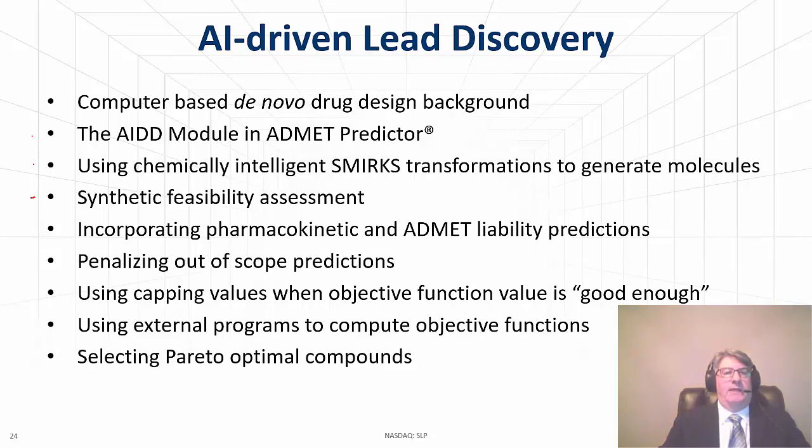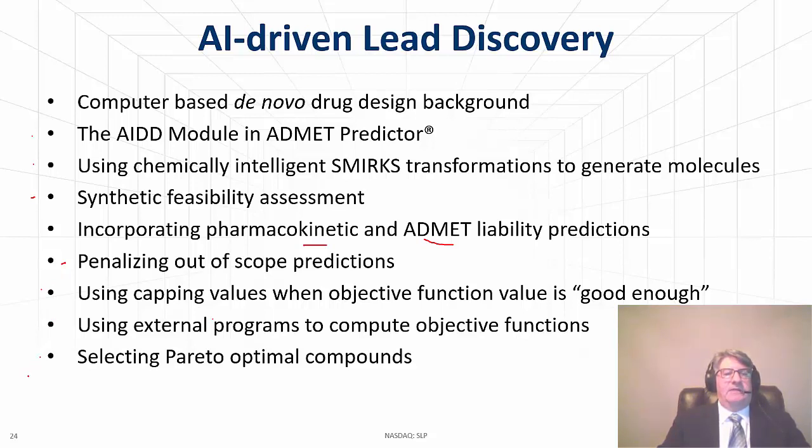One way is synthetic feasibility. You can use QSAR models. We can use what's called ADMET Risk, so these are the ADMET liabilities. We can also use pharmacokinetic properties, and we can use external programs to compute the objective functions. For the models, we penalize out-of-scope predictions, and we can use capping values on all of the models also.